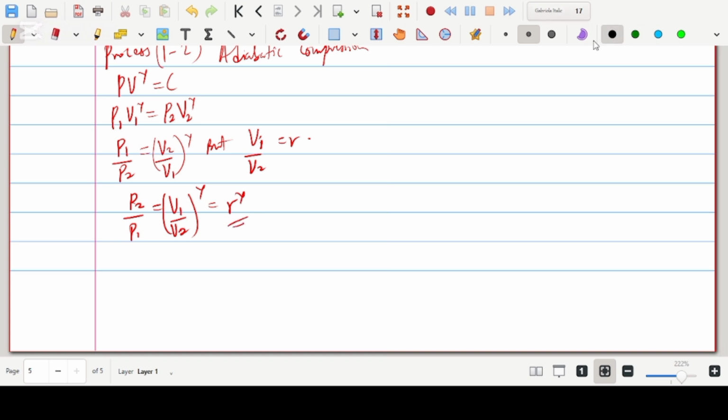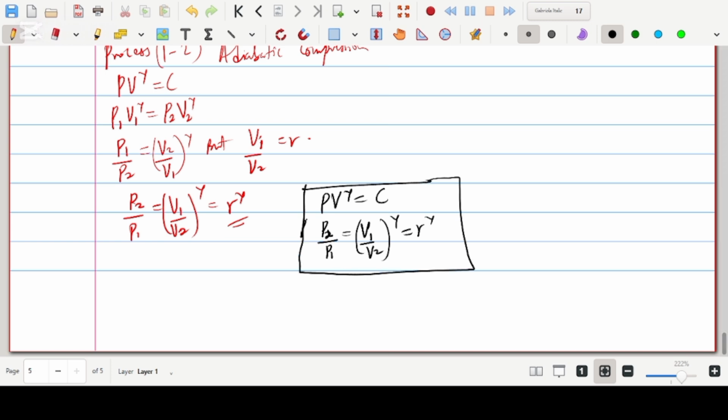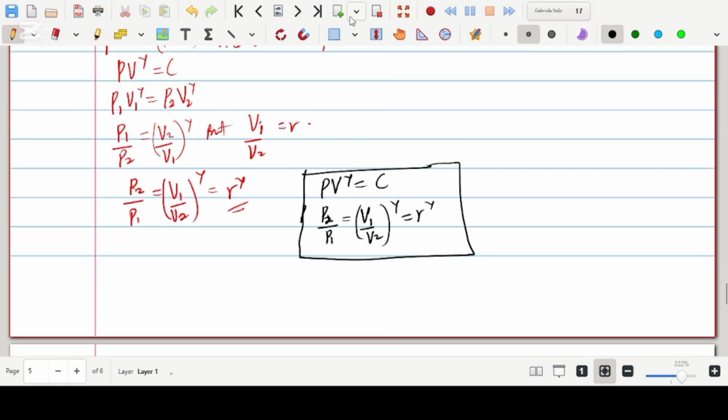This is one of the most important formulas as far as the adiabatic process is concerned. Just know that PV^γ is constant, then P2 over P1 is equals to (V1 over V2) raised to gamma, which is equals to R raised to gamma. R is known as the compression ratio. That is for process 1 to 2, because adiabatic compression was happening over there.